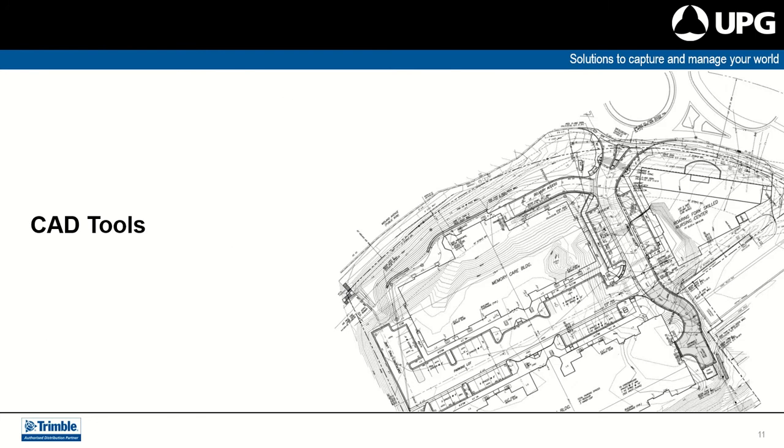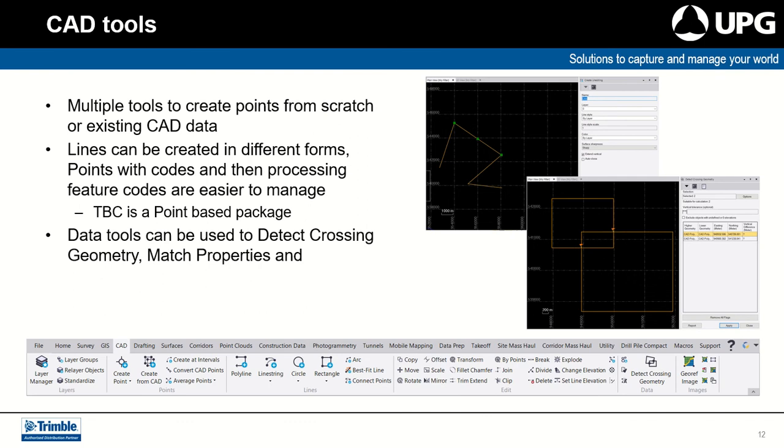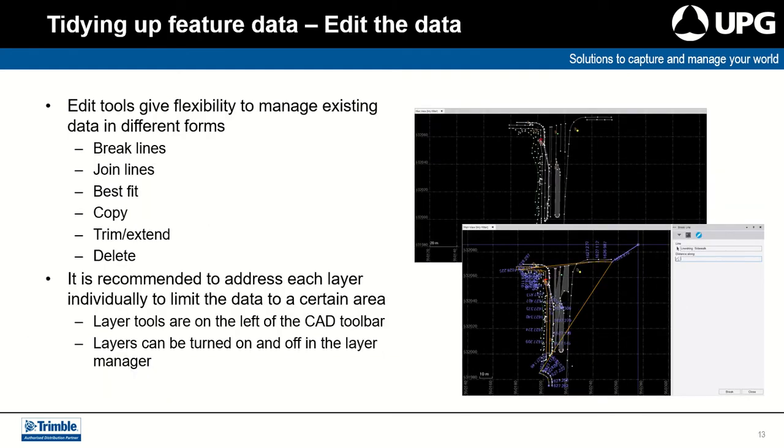The other option for editing data is through the CAD tools. As we discussed previously, there is the create point, the create line options in TBC. However, there's a whole heap of edit tools which you would expect to have in a CAD package that TBC offers. There are things like geometry tools where you can detect crossing geometry, matching properties, and those sorts of things. However, in TBC, we have that extended functionality that you would expect for copying, creating, editing, moving, all of those things. As I've mentioned, those tools such as break lines, join lines, best fit, copy, trim, extend, and delete are all there in TBC and ready to be used if you need to edit your feature data.